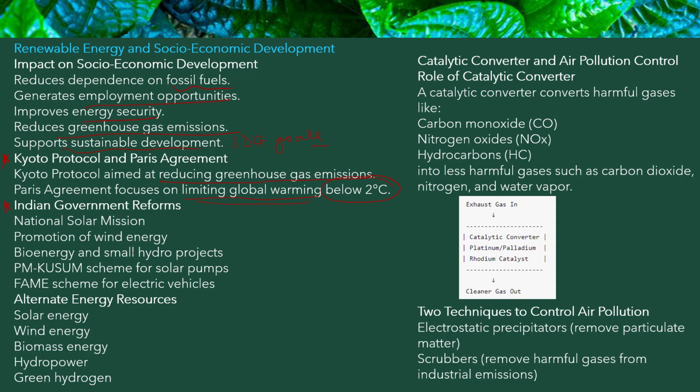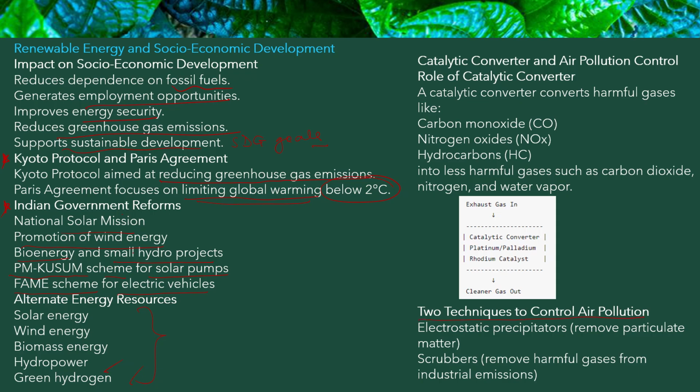Now let's see some Indian government reforms. National Solar Mission, promotion of wind energy, bioenergy and small hydro projects, PM Kusum scheme for solar pumps, PM scheme for electric vehicles. Some energy resources that we had talked about earlier, hydropower and green hydrogen, are the new ones. You should know some of the protocols or reforms that were there. Then we have done catalytic converter. Do read this out, but I'll cover this part.